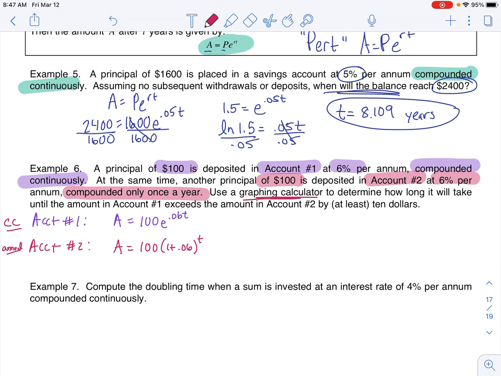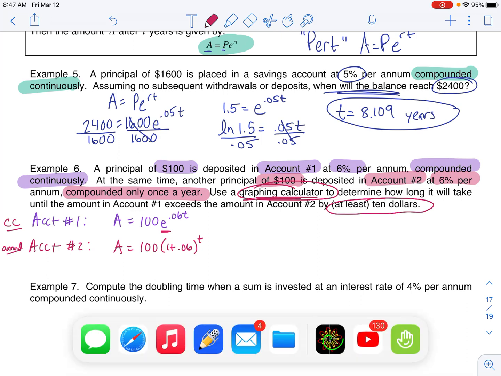Use a graphing calculator to determine how long it will take until the amount in account 1 exceeds the amount in account 2 by at least $10. So basically what it's asking us to do is graph these. That's why it's saying using a graphing calculator. So I'm going to graph these two, and I'm going to see when account number 1 is bigger than account number 2 by at least $10. Now we know compounded continuously is going to surpass compounded annually, right? It's compounded more frequently, it's going to be higher. But we want to know when it's going to exceed it by at least $10.